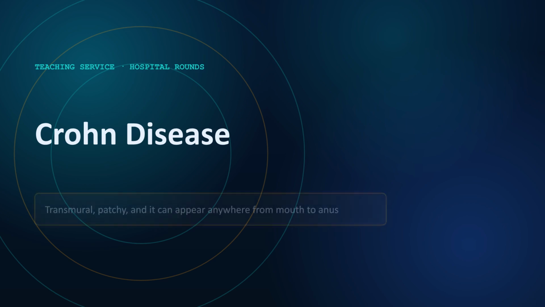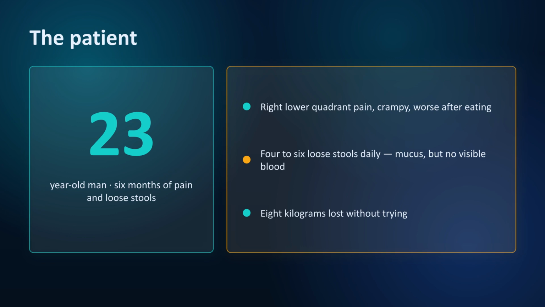Crohn disease can appear anywhere from mouth to anus. It skips, and it tunnels. We will follow one young man from his first clinic visit, through his workup and his plan. Let us begin. Crohn disease and ulcerative colitis are the two inflammatory bowel diseases, and separating them correctly changes management at every step. Here is our patient.